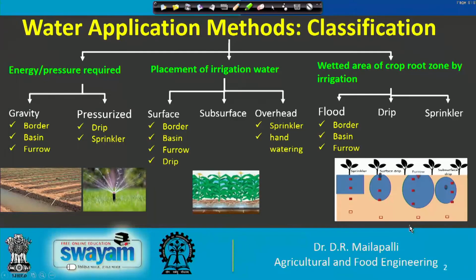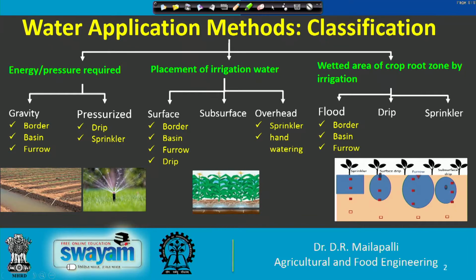In this lecture, we're going to talk about irrigation application methods, and then the irrigation efficiencies, uniformities, and then the efficiencies with respect to the yield. So we're going to see all these four aspects in this lecture. The first thing is the water application methods.